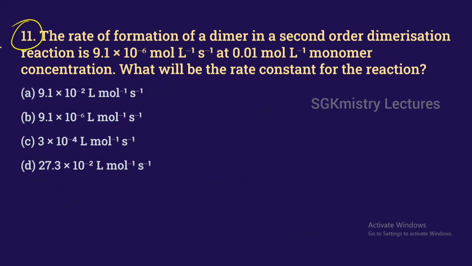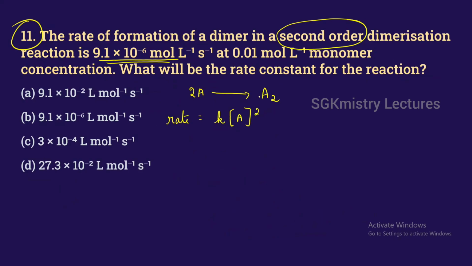Next, question number 11. The rate of formation of a dimer in a second order dimerization reaction is 9.1 into 10 to the power of minus 6 mole per liter per second. Okay, so a dimer is formed. So of course, you're taking two such molecules which will form a dimer, that is A2. Correct. Now, second order dimerization is again mentioned. So we know that we can also write the rate equation. Rate is equal to K into A to the power of 2 because second order reaction. So of course, the power should be taken as 2.